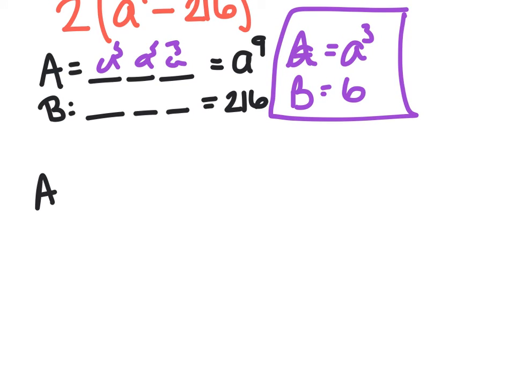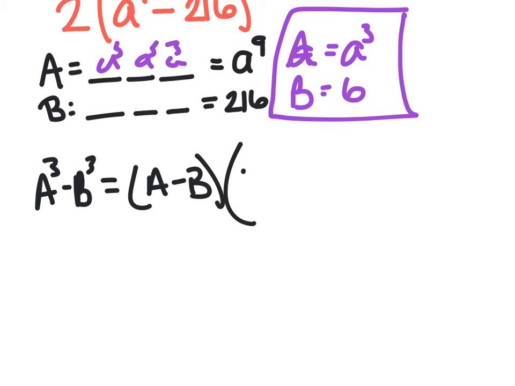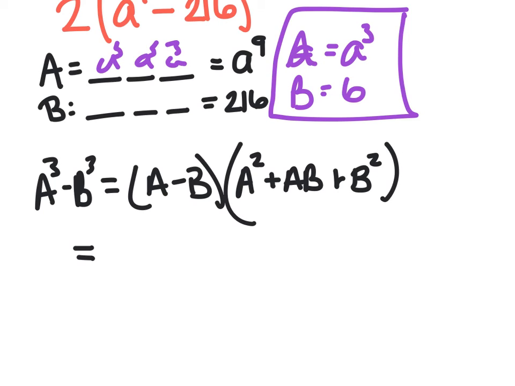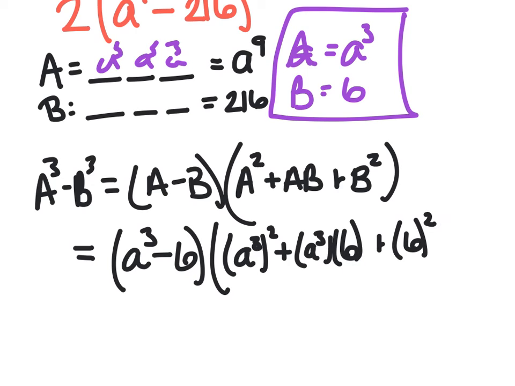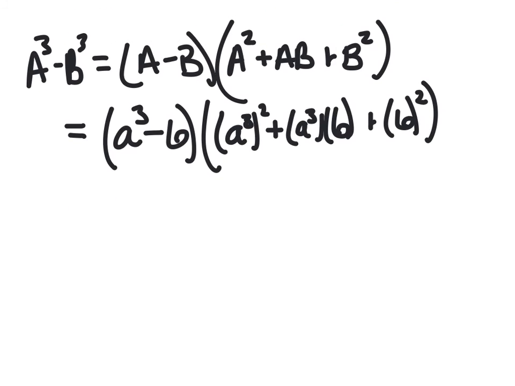So I'm going to start with my formula. A cubed minus B cubed equals, again, A minus B, same sign. Square the first term, A squared, opposite, multiply the middle two, always positive, and square that guy. So I'm just going to carefully substitute these in. So I'm going to say this is a cubed minus 6 times parentheses a cubed squared plus a cubed times 6 plus 6 squared. And then my last step, of course, is to clean it up.